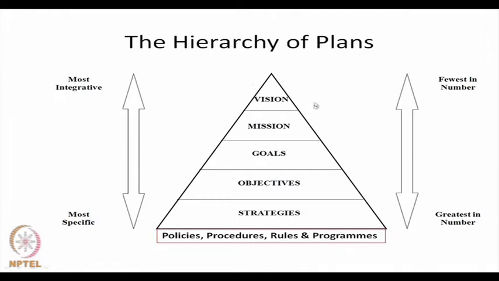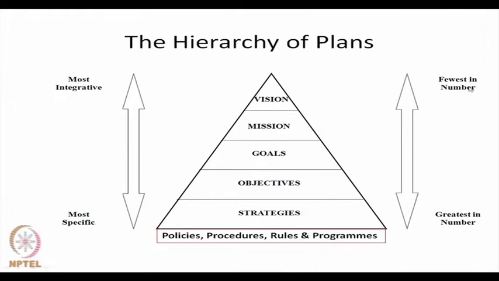At the top is the vision about an enterprise, what it dreams to achieve, and such a dream can be expressed in the form of a mission. The mission has to be translated into understandable goals, which are to be further subdivided into objectives, and then strategies are to be devised to meet each of these objectives. These strategies in turn are broken down into policies, procedures, rules and programs.